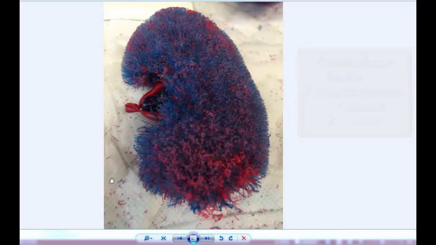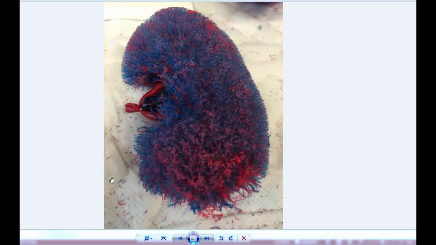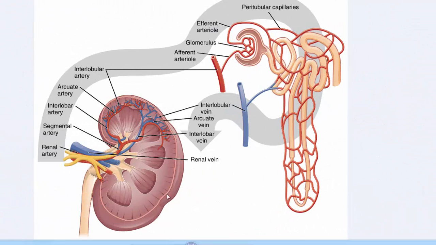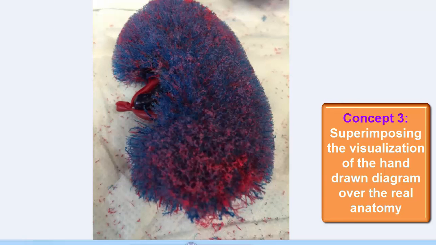This image leads me to discuss the concept of 1,000,000 nephrons. Remember from your reading that there are 1,000,000 nephrons in each kidney. So you can think about this concept here as well. This is an interlobular artery, which is represented on this decellularized kidney as the endpoints of all of these arteries here.